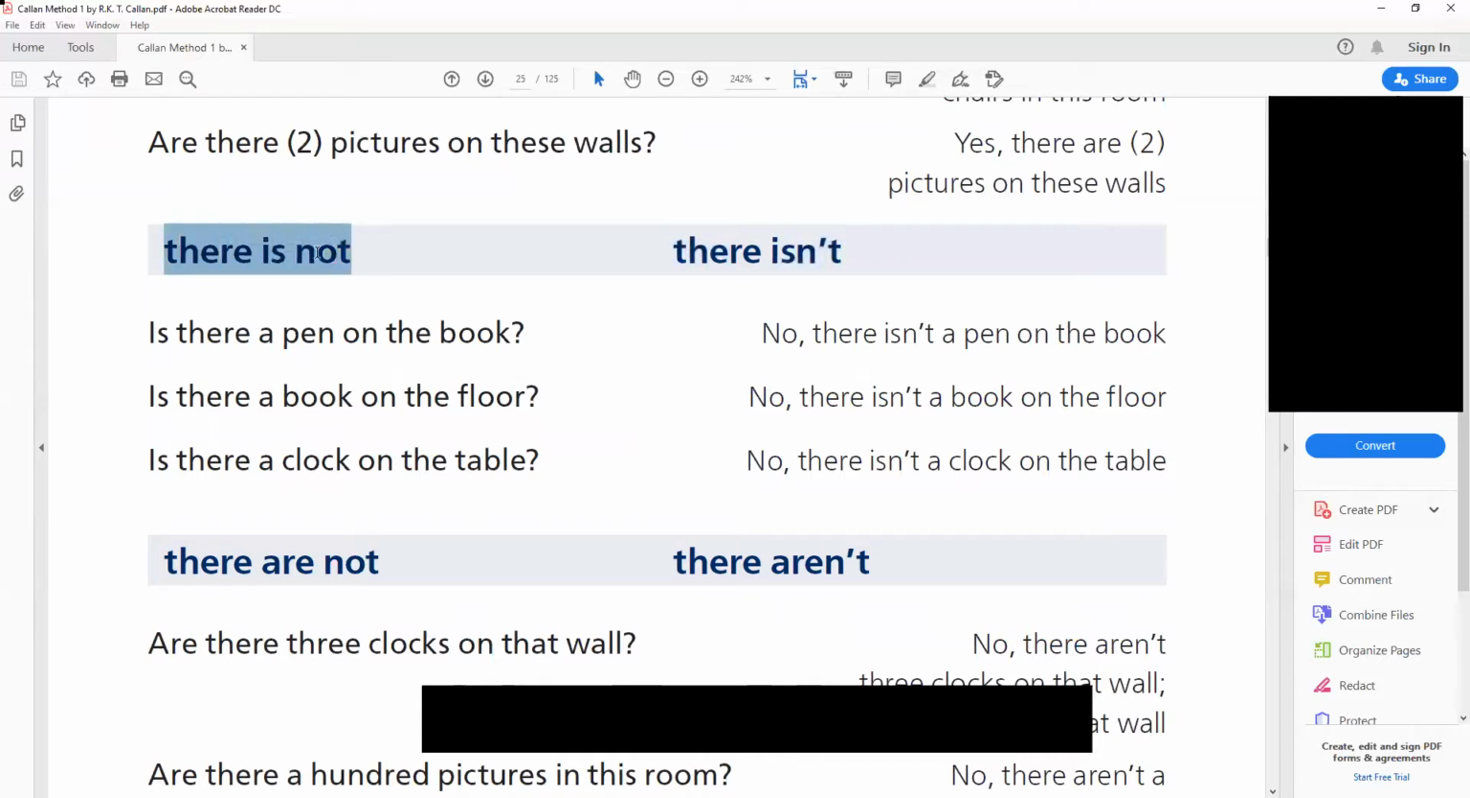There isn't. José Manuel, ¿qué significa there is not? Ahí no hay. O sea, no hay. Muy bien. Y Clemencia, ¿qué significa there isn't? Lo mismo, pero con contracción. Muy bien, muy bien.